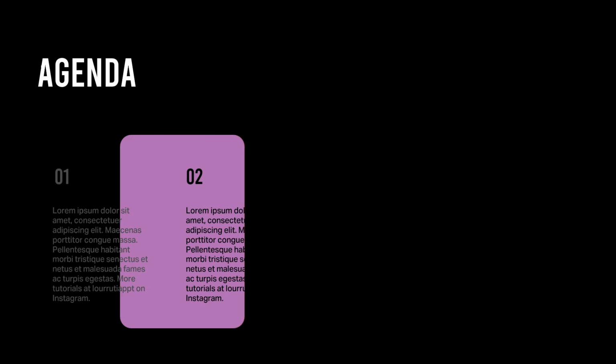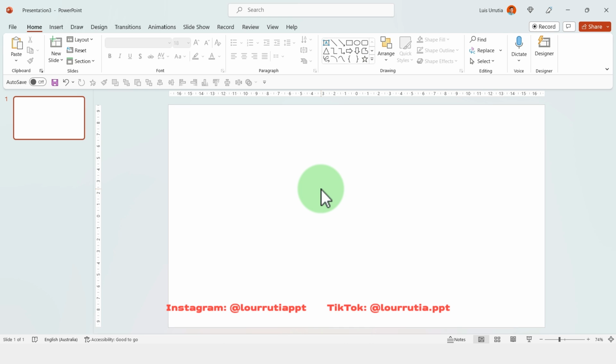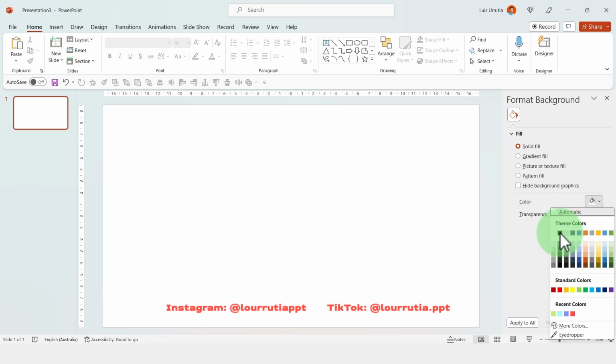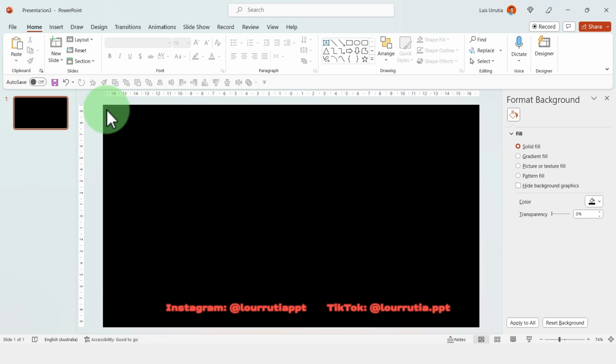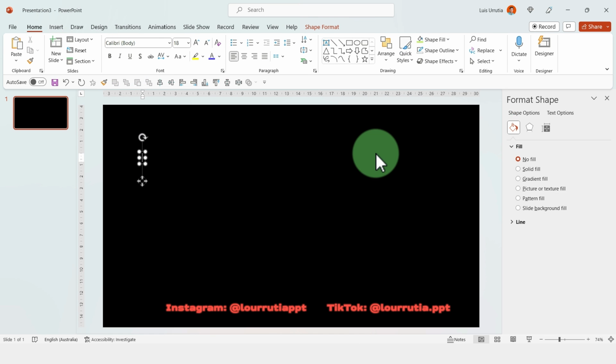Now, the third one has over 4 million views on Instagram. And for this one, I'm going to start with right click, format background, and I'm going to change the background color to black. Then I'm going to insert a text box and I'm going to write the word agenda.